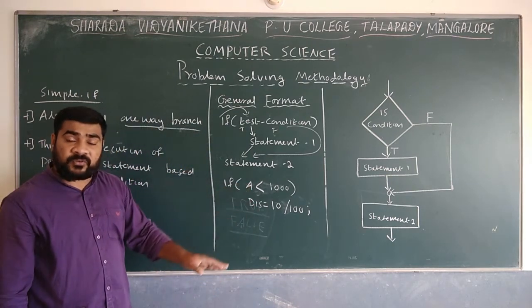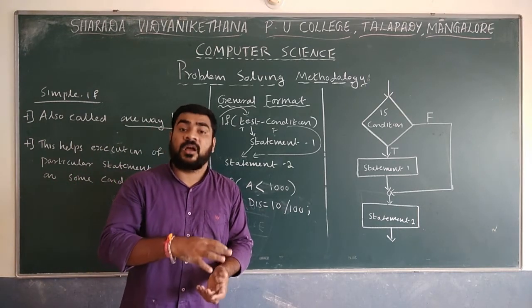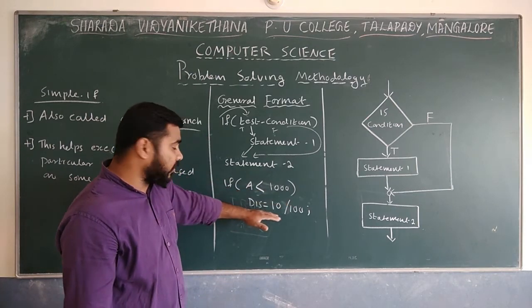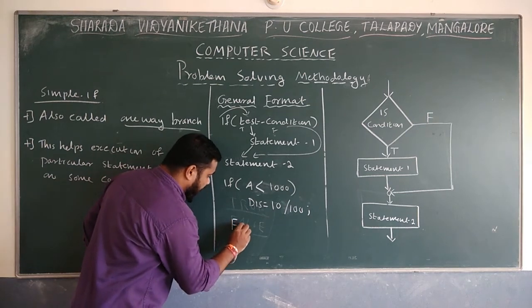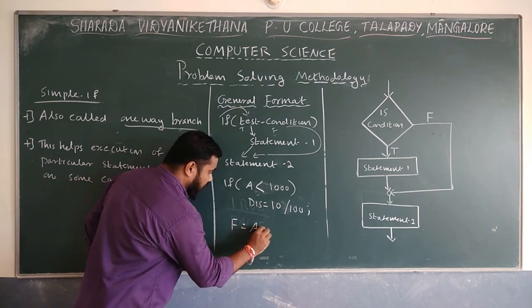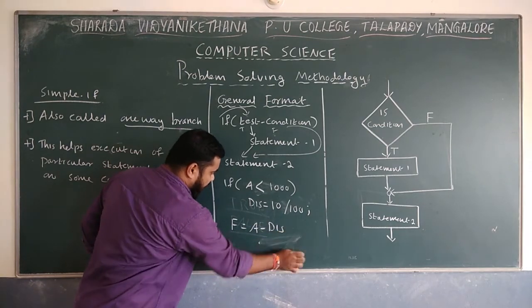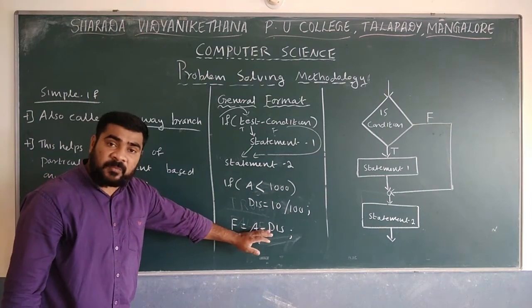Now, when you are going to buy some product, the system will automatically calculate the discount. Whenever the amount is more than 1000, we can calculate the discount. So the final amount is amount minus discount. This is the statement. So final amount is equal to A minus discount.